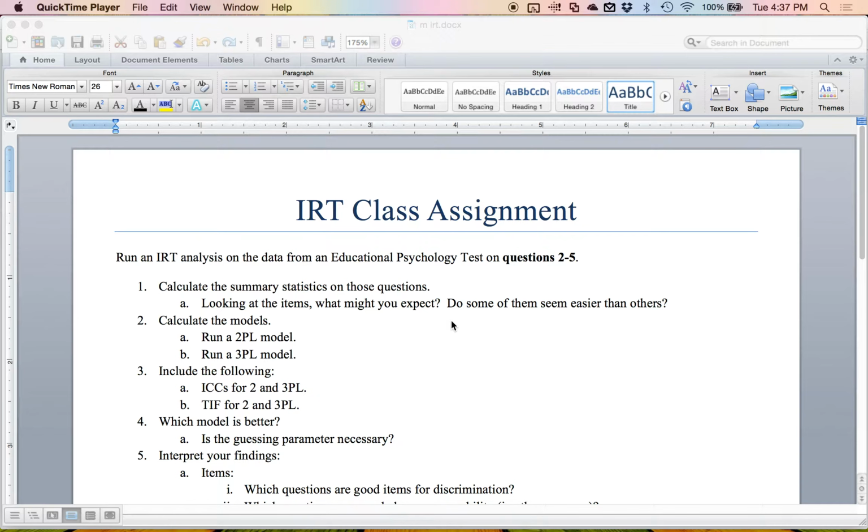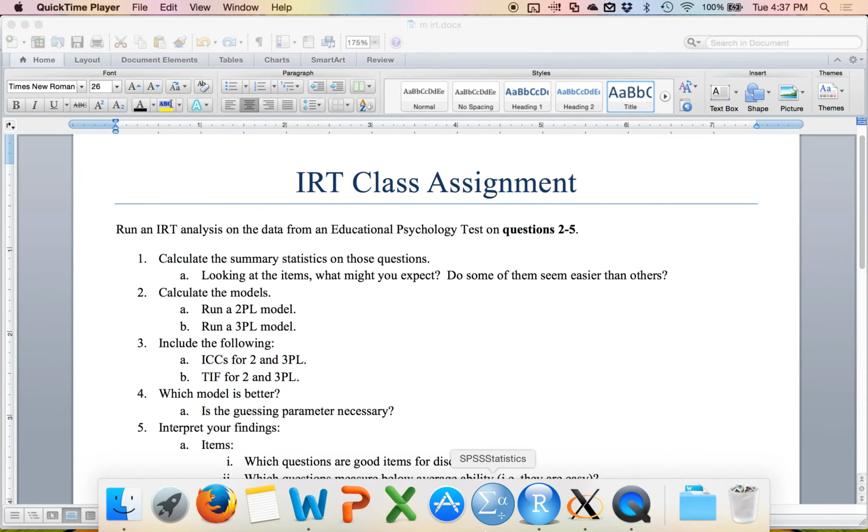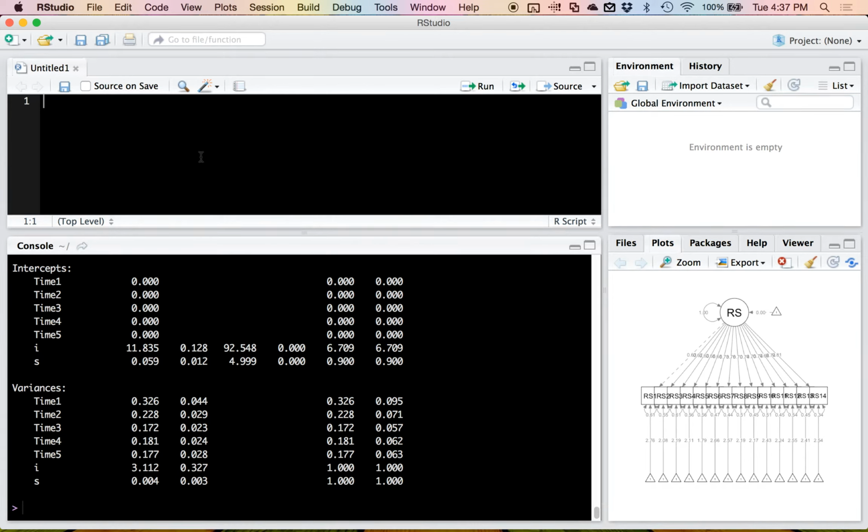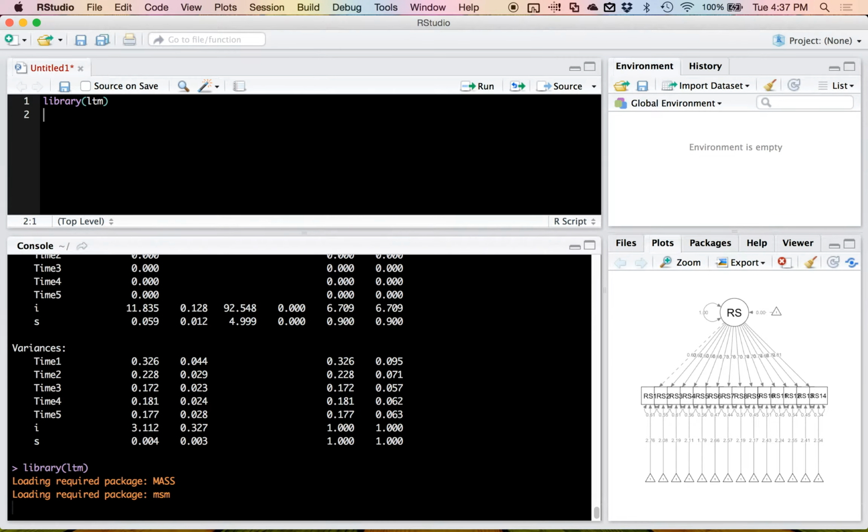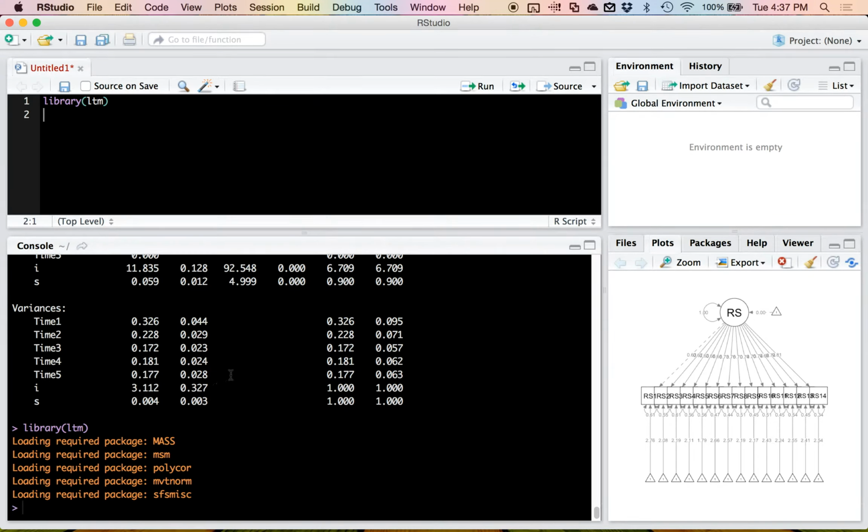And so one of the first things that you'll want to do is always load the libraries, right? But there's a specific package called LTM, okay? And I have LTM on my computer already. But one of the problems with LTM is if you have a Mac, it's grumpy, which is a nice way to say it doesn't really work sometimes, because sometimes MSM, as you see that loaded down here, oops, that's polycor, and MVT norm will not install.